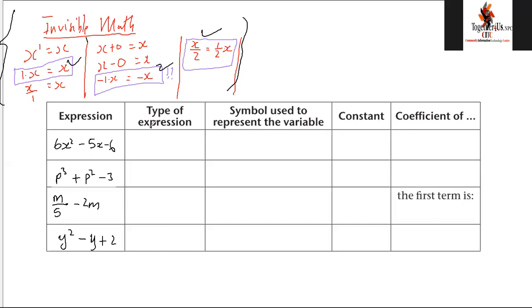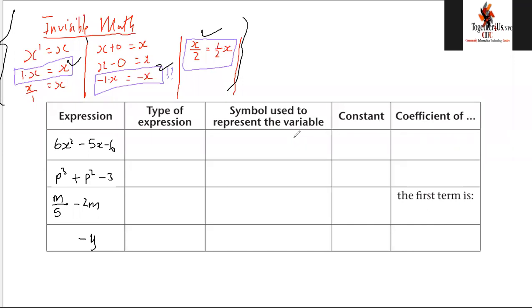All right, now let's try and complete this table here. We've got four expressions given, and for each expression, we will have to tell what type of expression it is, what is the symbol that is used to represent the variable, and what is the constant term of the expression. And we will also have to tell, guys, okay?